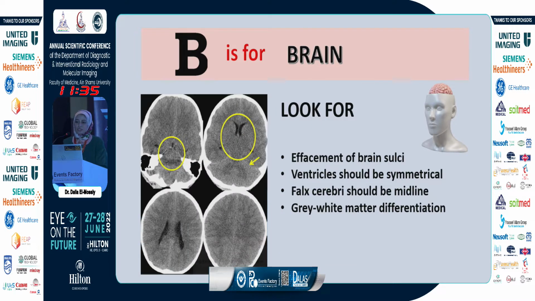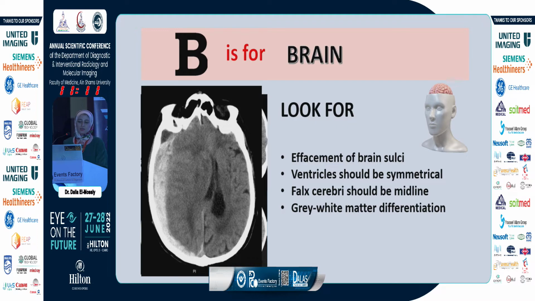B is for brain. You should look for effacement of brain sulci. Ventricles should be symmetrical. The falx cerebri should be in the midline, and you should look at the gray-white matter differentiation. This is a normal CT scan of the head, where the ventricles are symmetrical, the falx cerebri is in the midline, and there is preserved gray-white matter differentiation.